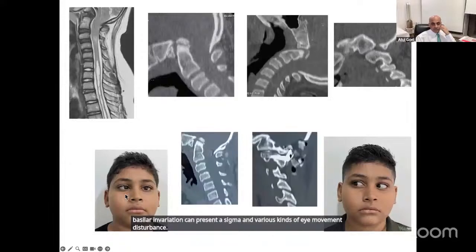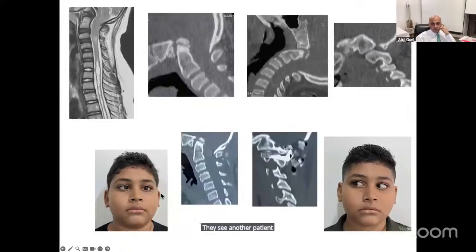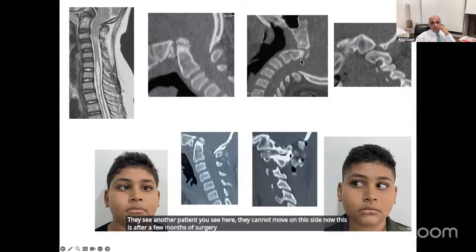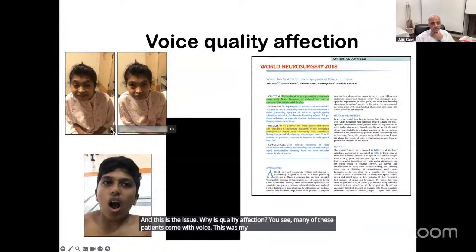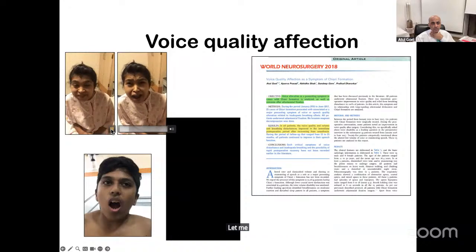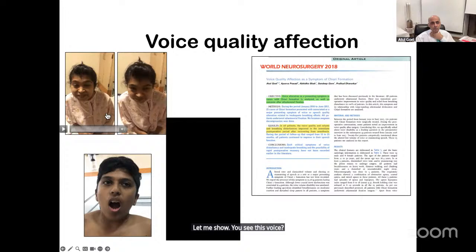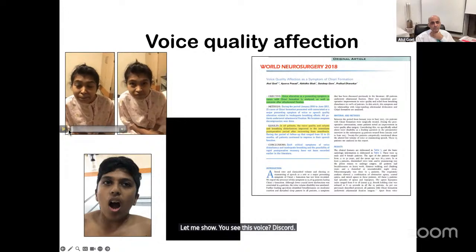This is another patient. You see here, they cannot move on this side. Now this is after a few months of surgery. This is pre-op. This is basilar invagination, Chiari and syrinx. And this is the issue. Voice quality affection. You see, many of these patients come with voice problems. This was my article in World Neurosurgery. Let me show you. You see this voice?